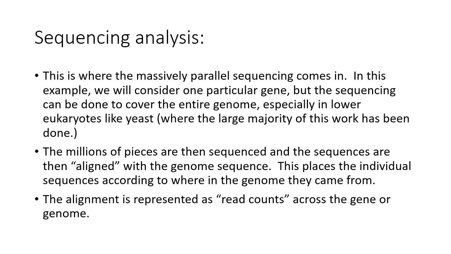So this is where the sequencing comes in. We're going to get our nucleosomal DNA. We're going to sequence it massively, get millions and millions of sequences, and then figure out where in the genome each one of those sequences came from. Because we can do that, we know what the genome sequence is. We just get our sequence, ask our computer to tell us where it came from, and then display that as a plot. So the millions of pieces are generated, sequence aligned with the genome, and this places each sequence according to where they came from. So this is represented as read counts across the gene, or genome as the case may be.